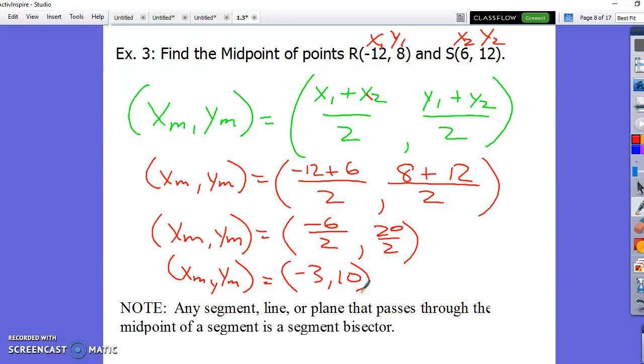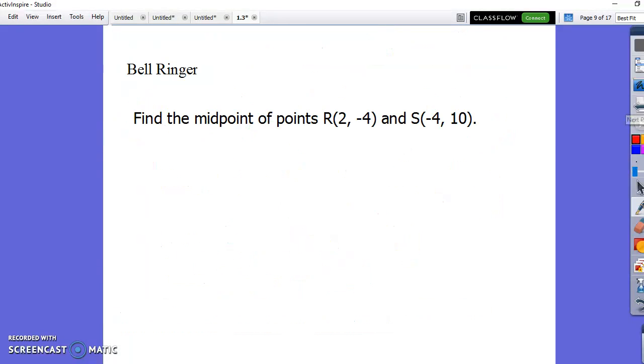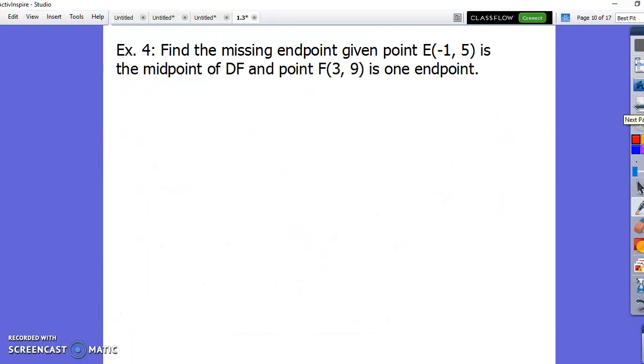All right. I'm going to move ahead and we're going to do example 4. And 4 is going to be tough, but I think you guys can figure this out. Molly, go ahead and what should we do first? Let's read it.